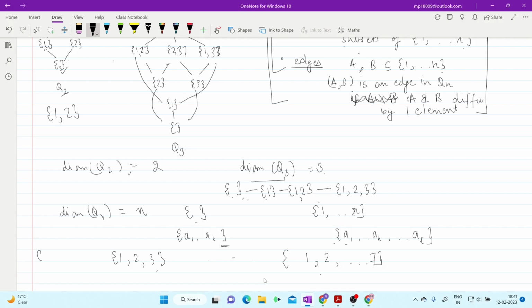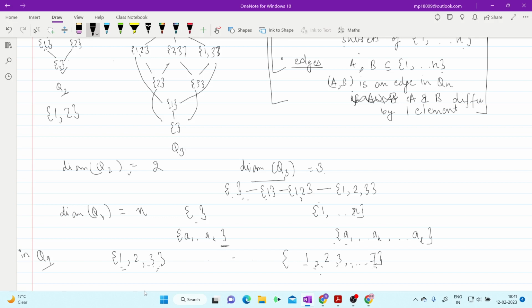So if I am looking at Q9 and one of my elements is the set containing these three elements and the other set is containing 1, 2, 3 till 7, what will be the length of the shortest path between these two sets? 4, because the difference between these two sets is 4 elements.